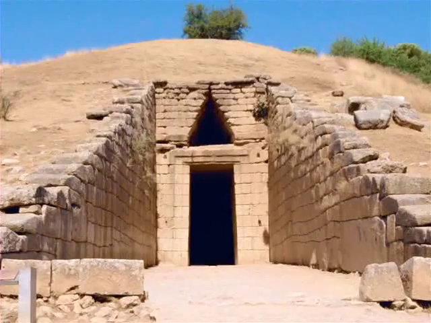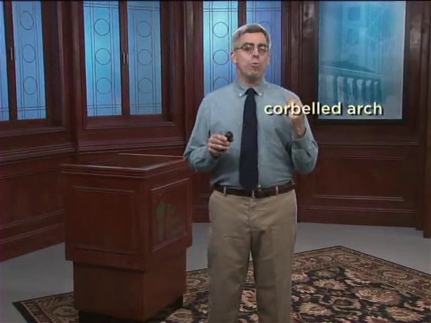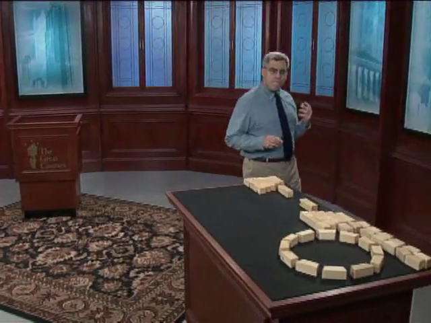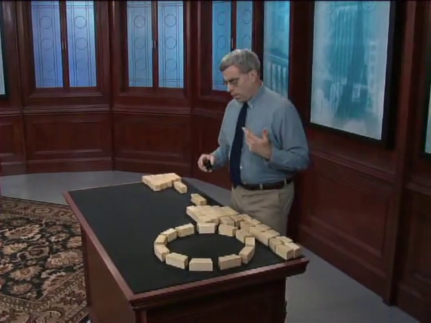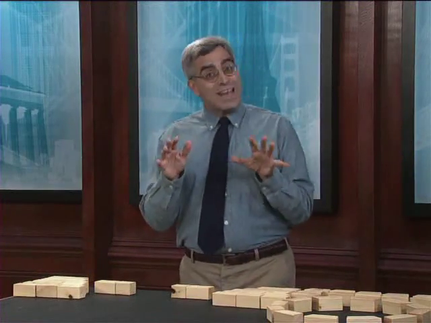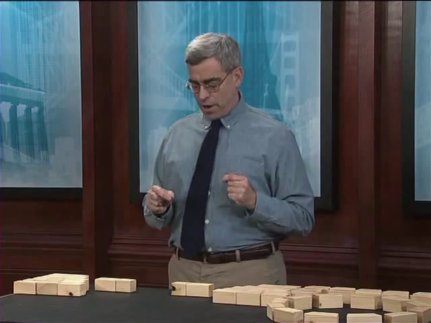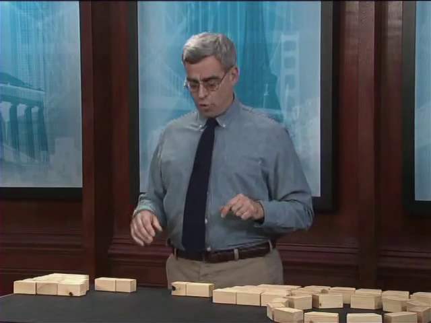Its structural system is called a corbelled dome. But before we can understand how a corbelled dome works, we need to look at its antecedent, the corbelled arch. The corbelled arch is sometimes called a false arch, and we'll see why that is the case in just a moment. It's constructed entirely with horizontal layers of stone, with each layer extending a little bit beyond the previous layer. So let's build a model of the corbelled arch.